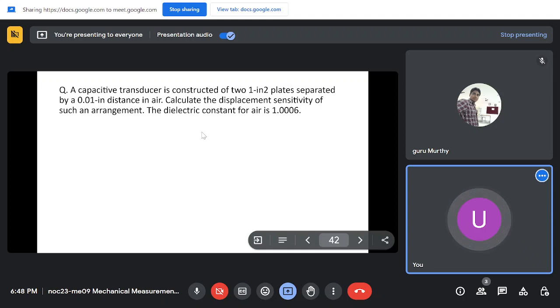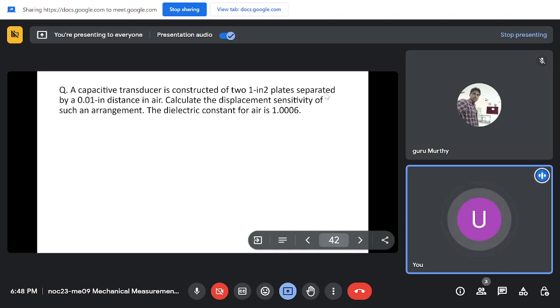So moving on, the next question is, we have a capacitive transducer which is constructed of two 1-inch square plates separated by a 0.01 inch distance in air. So area is given as 1 inch square and the distance is 0.01 inch. Calculate the displacement sensitivity of such an arrangement. The dielectric constant of air is 1.0006.